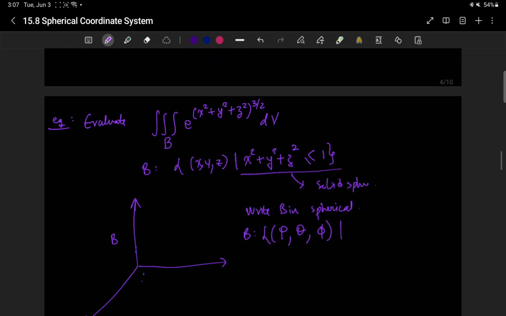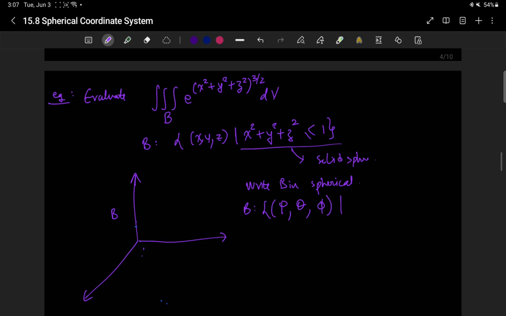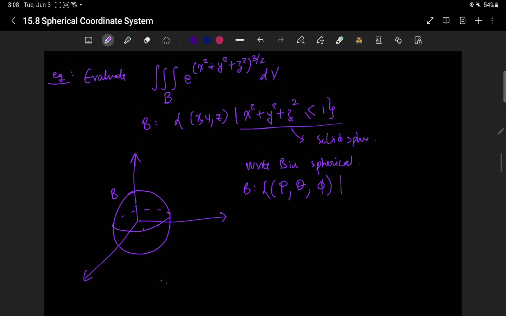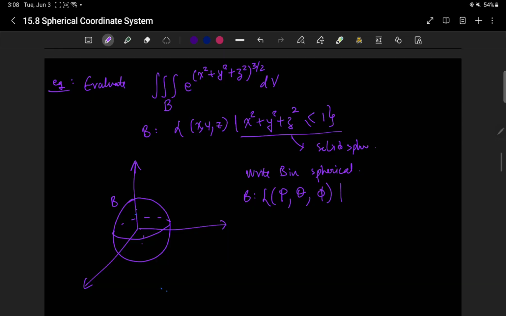All right, so let's look at an example. Evaluate the triple integral of e raised to the (x squared plus y squared plus z squared) to the 3/2 over the region of this ball, which is given by x squared plus y squared plus z squared less than or equal to 1, which is a solid sphere. So let's first draw what this looks like. So we have a sphere. Now we need to write this in spherical form.